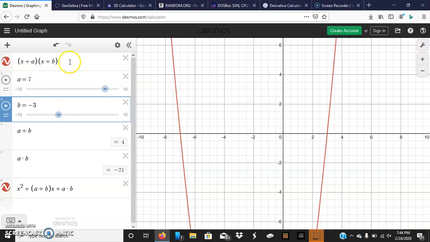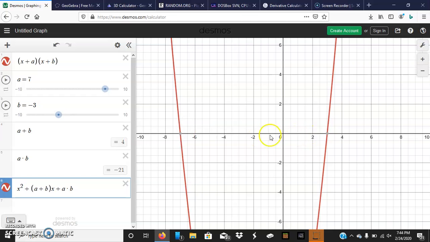And then you can also have kids look at this, write it themselves, and then see how the different things relate. For example, a is a positive 7, but the answer here is negative 7. And b is a negative 3, but the answer is positive 3. Because with quadratics, things like to flip around. But that is a different lesson for a different day.